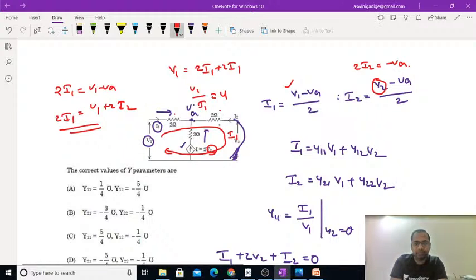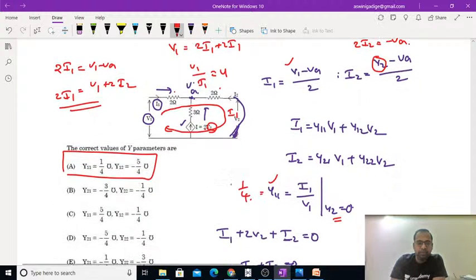All of you understand this one? By short circuiting the output port. Why? Because if you want to get Y11, V2 has to be 0. If I make this one 0, then the current flowing through this branch becomes 0, and the entire loop becomes one. Let's take I1 is flowing. Then V1 by I1 is equal to 4, so I1 by V1 is equal to 1 by 4. That means Y11 is equal to 1 by 4. So Y11 equal to 1 by 4 is there in this option.